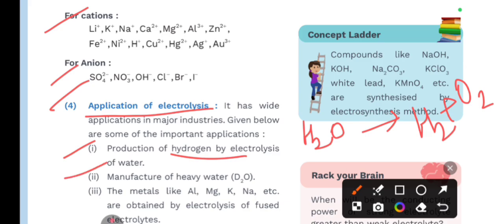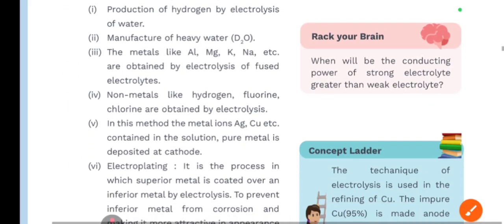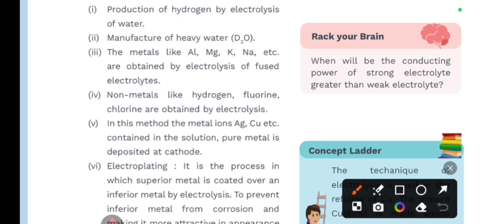Next, it is also used for the manufacture of heavy water. By the process of electrolysis we can produce heavy water also. What is the symbol of heavy water? It is D2O. What is D? D is deuterium, the isotope of hydrogen. Three isotopes of hydrogen are there, and out of those one is deuterium.